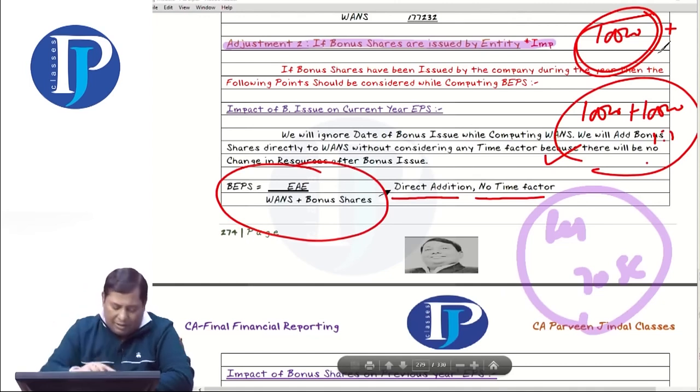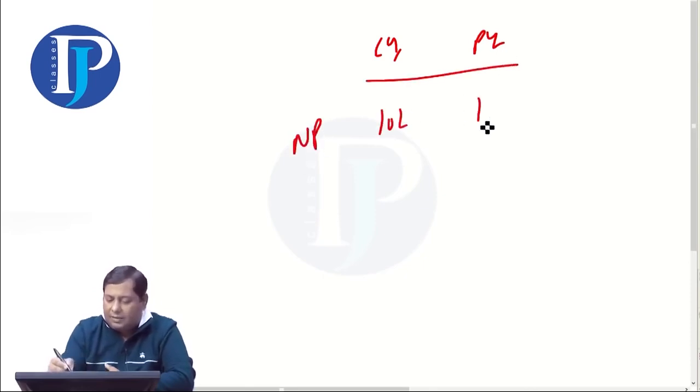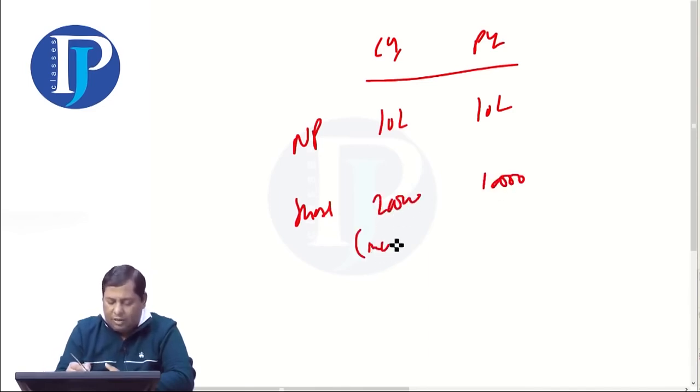So students, we discussed this in class that let's say there are 2 years, current and previous year. Net profit is 10 lakhs and 10 lakhs. And the number of shares here are 10,000 and 20,000, including 10,000 bonus shares. Profit level is the same, but when you calculate EPS.